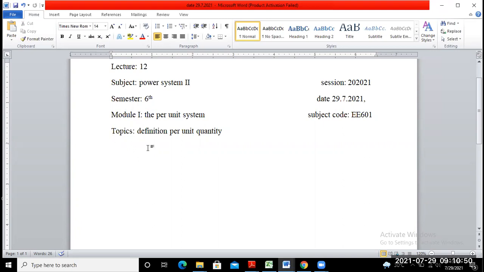Okay, so per unit quantity is defined as the ratio of the actual value of the quantity in any unit. That means any unit, if resistance, then obviously it is defined as the ratio of actual quantity.